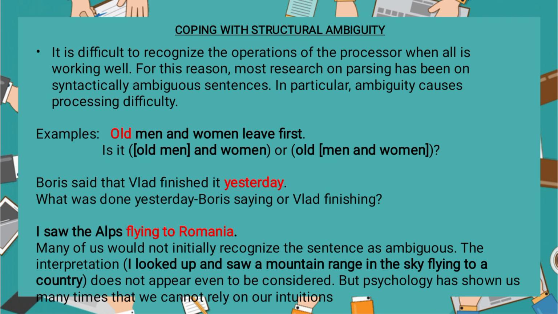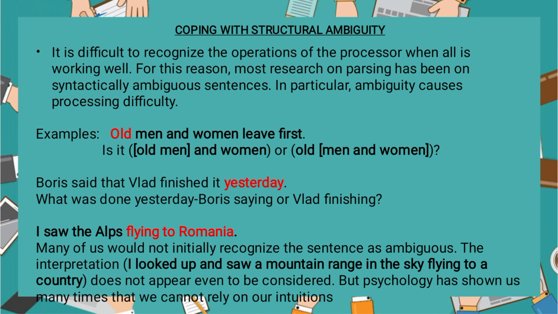Next, it discusses the challenges in understanding the operations of the processor, especially when everything is working well. As a result, most research on parsing has focused on syntactically ambiguous sentences, which are sentences that can be interpreted in more than one way. Ambiguity makes it difficult for the processor to understand the meaning of the sentence. These examples illustrate this point.